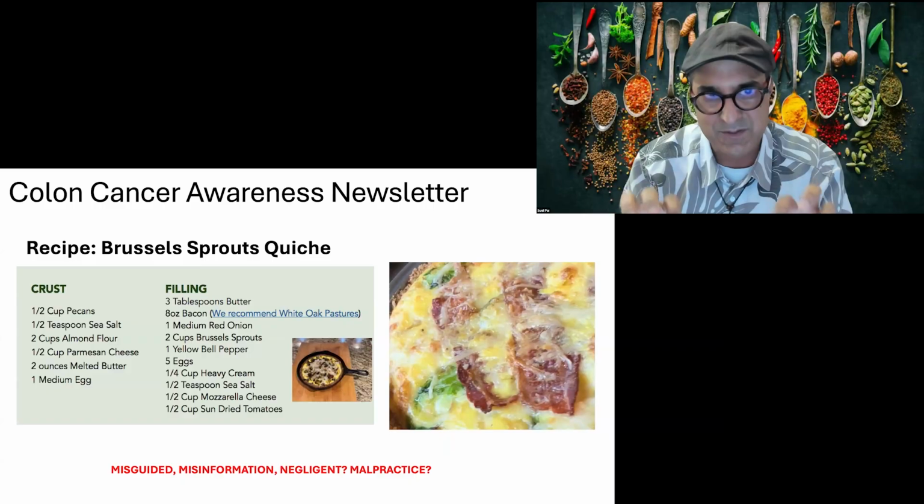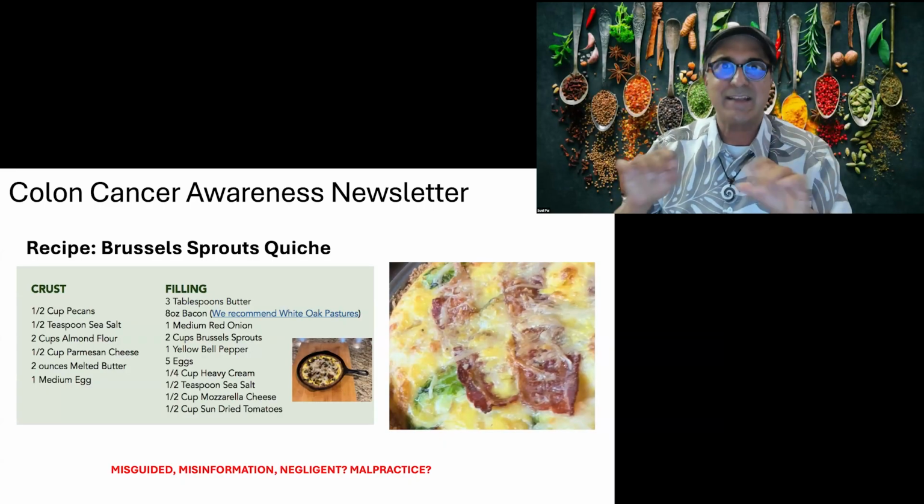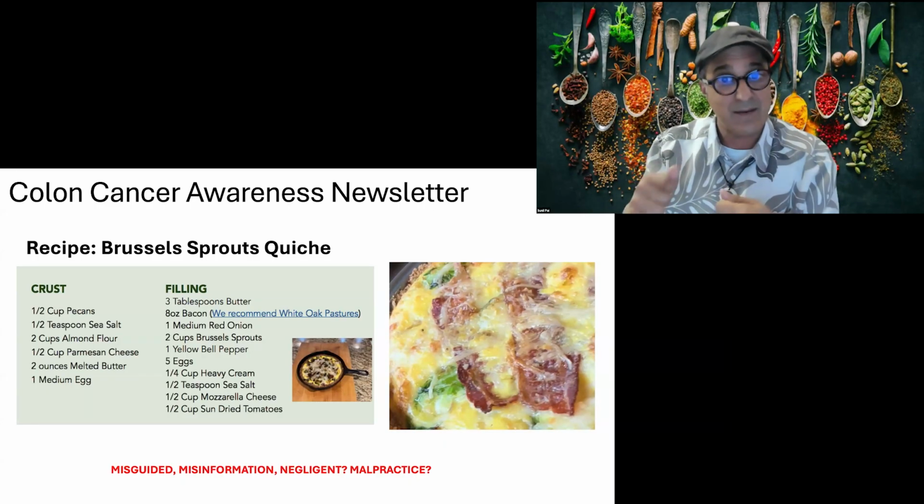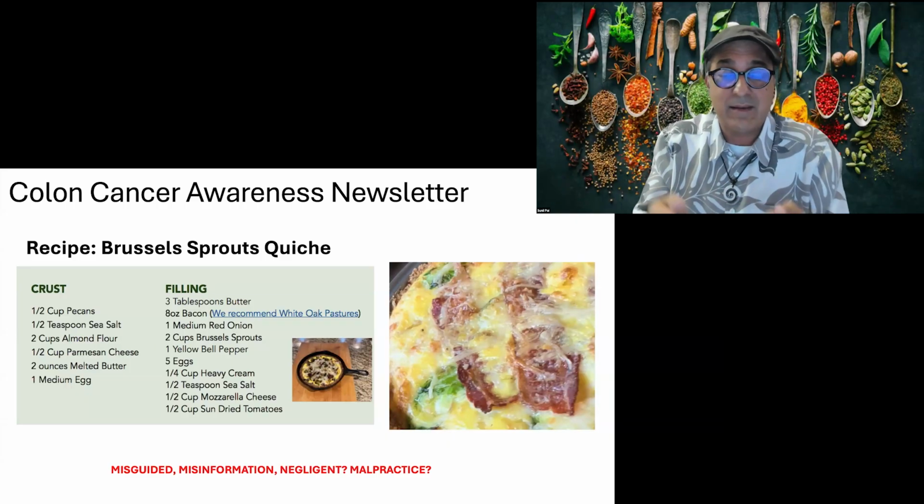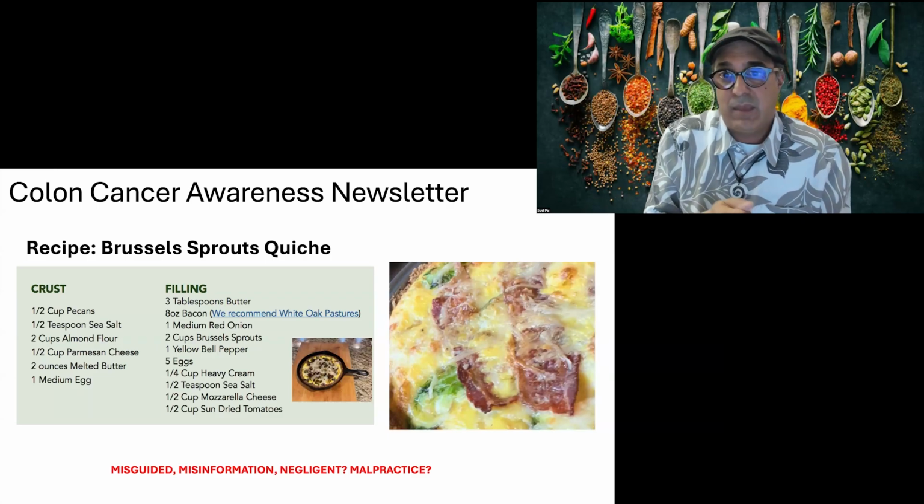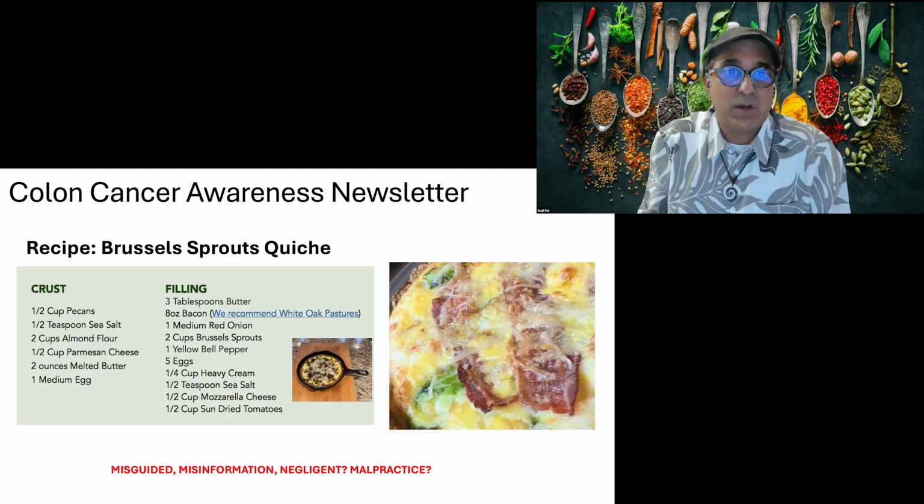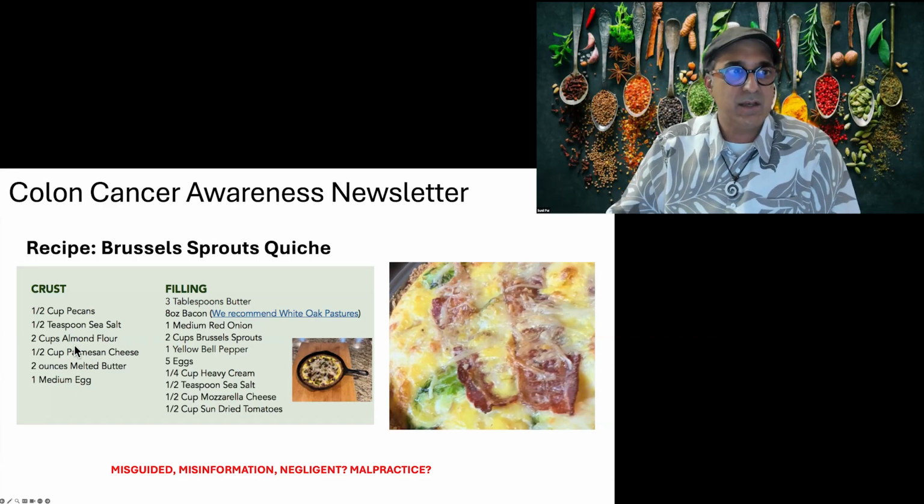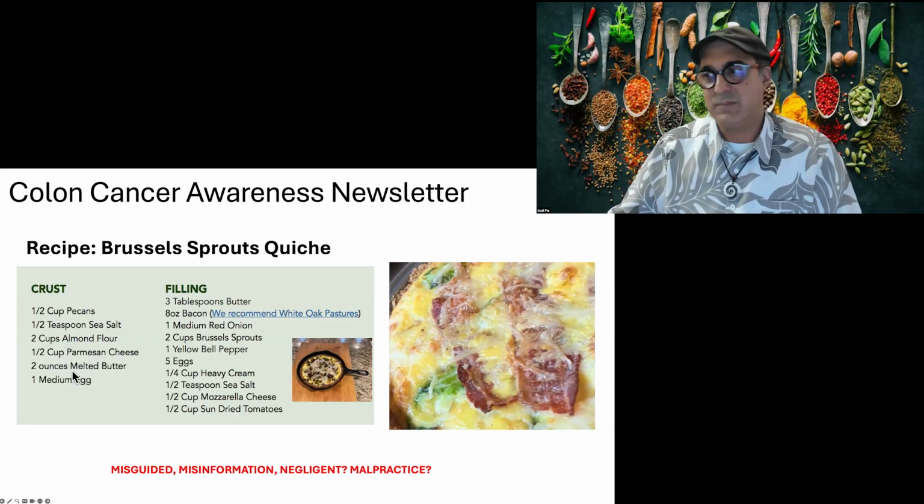I actually took these images, and this is from the colon cancer awareness newsletter that this patient brought in. He was kind of following it, but he wasn't doing well. And he just said, "This is what I'm eating. I just want to show you what I'm eating," right? And I'm like, "Okay, well, let's just take a look at this." Well, here's a half a cup of Parmesan cheese. Oh boy. 2 ounces of melted butter. Here we go. 1 egg, 3 tablespoons of butter, 8 ounces of bacon, 5 eggs, a fourth of a cup of heavy cream, a half a cup of mozzarella cheese.